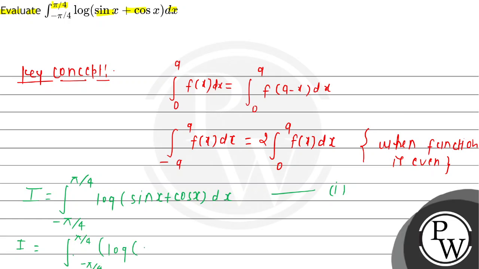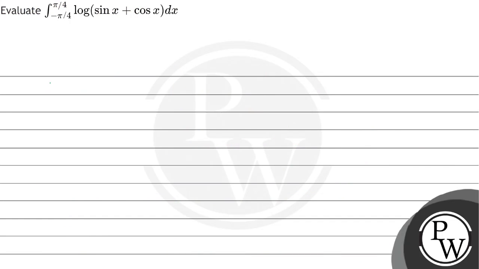of sin of pi by 4 minus pi by 4 minus x plus cos of pi by 4 minus pi by 4 minus x. So this is the formula that we have applied here. So after solving this, we'll get the value of I.